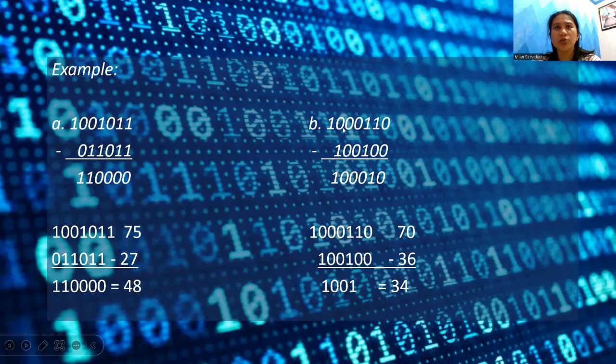Letter B is 1000110 minus 1000100. So 0 minus 0 is equal to 0, 1 minus 1 is equal to 0, 1 minus 1 is equal to 0, and so on. Here we borrow 1 from the next column, so it becomes 0. So 0 becomes 2, and 2 minus 1 is equal to 1. The decimal value of 1000110 is 70, less 36, the value of this one. So 70 minus 36 is equal to 34.